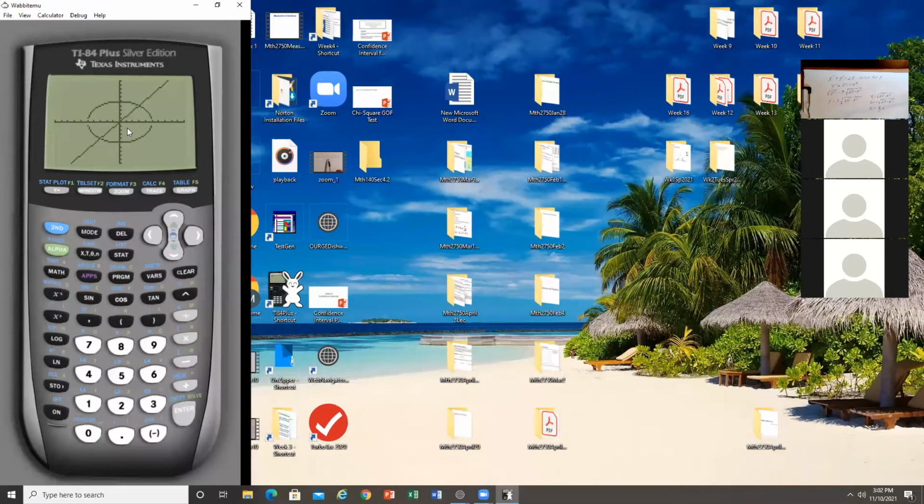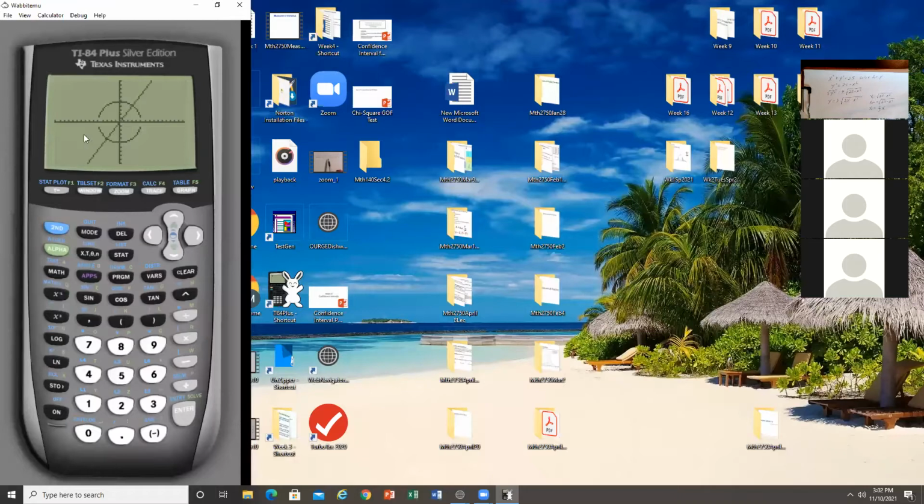Ladies and gentlemen, the reason why this circle doesn't look like a circle, it looks more like an ellipse, is because we don't have a 1-to-1 ratio with the number of pixels in the vertical versus the horizontal on this screen. We have more pixels in the horizontal direction than the vertical. We can make our circle look more like a circle if you just go to zoom and go down and select the ZSquare function. ZSquare squares up your screen, where there's a 1-to-1 ratio of pixels vertically versus horizontally. When you do this, your circle will look more like a circle.